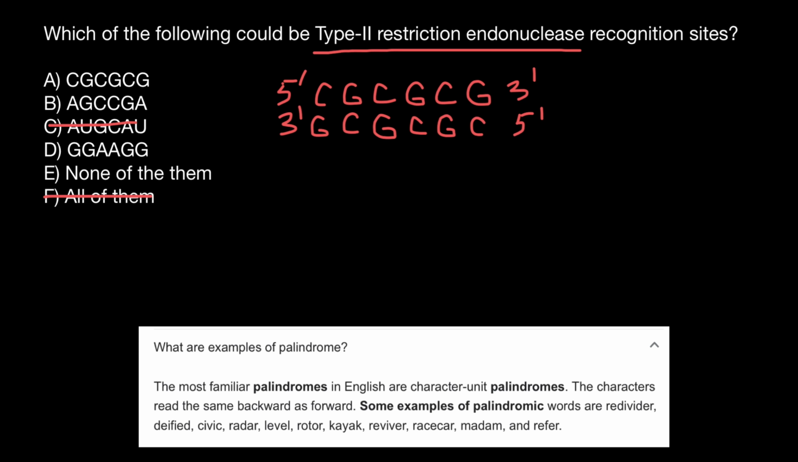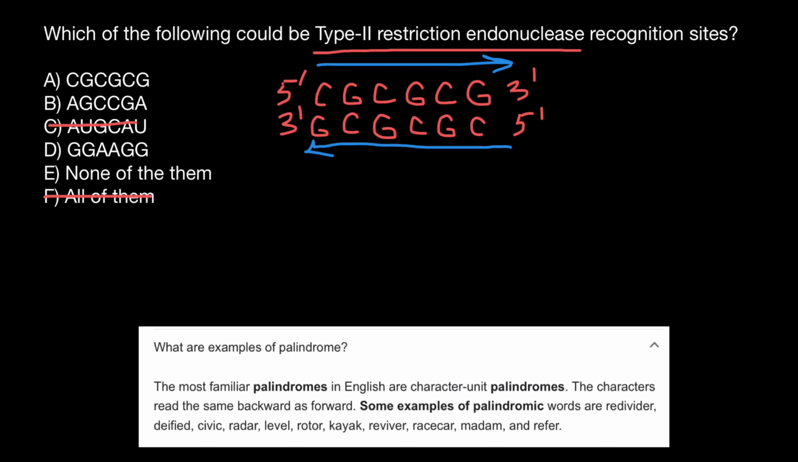Now we read, so let me put arrows here. We read in this direction, and the second strand we read in the opposite direction, and it has to be the same sequence. 5' end, CG, CG, CG. So this is going to be the correct answer, but let's check the other answers also.